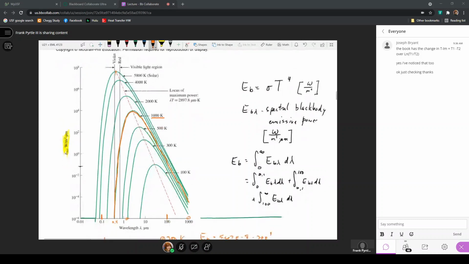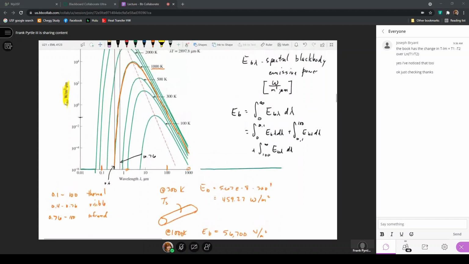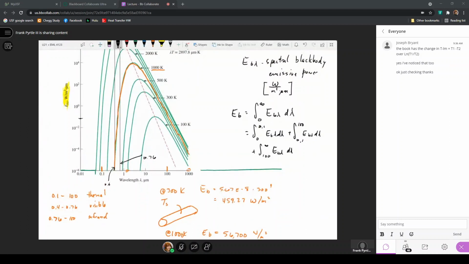So these two lines here, this line 0.4 and this line 0.76. So what this says then is that I have a distribution. Part of the distribution of the spectral black body emissive power at 1,000 Kelvin falls in the visible light range. Some of it is in the visible, and the rest of it is in the infrared range, as far as the thermal radiation range goes, from 0.1 to 100 microns.